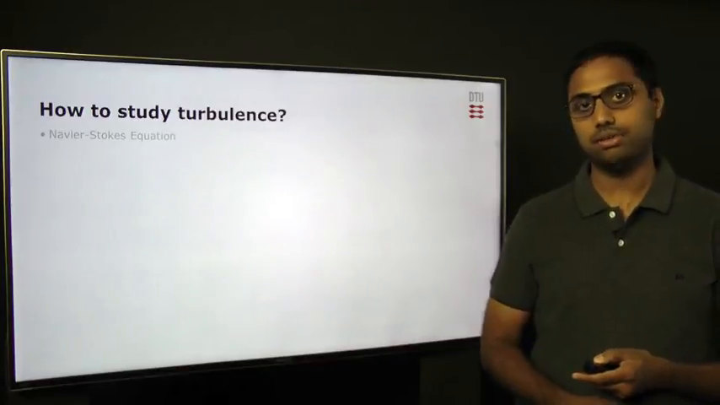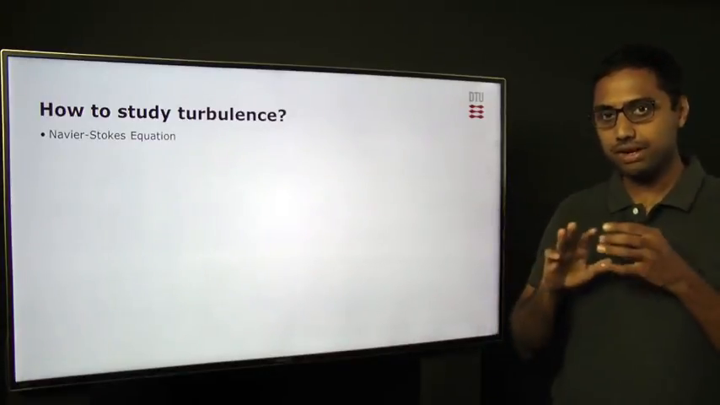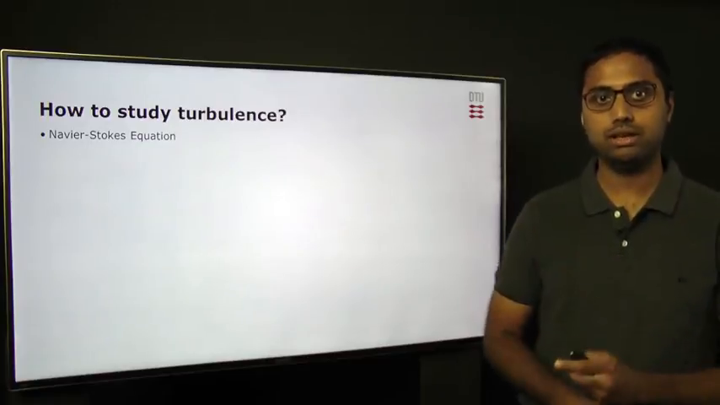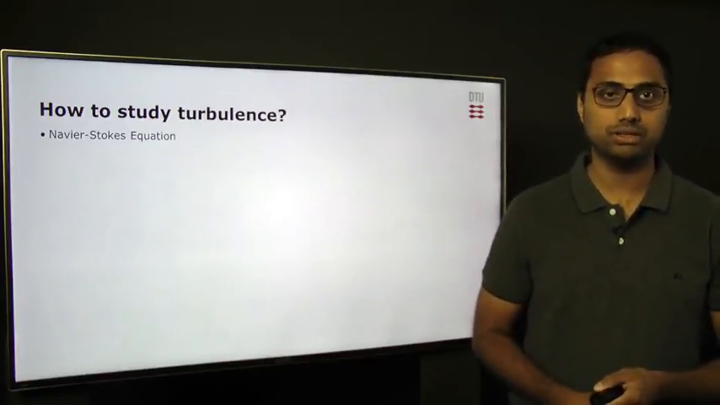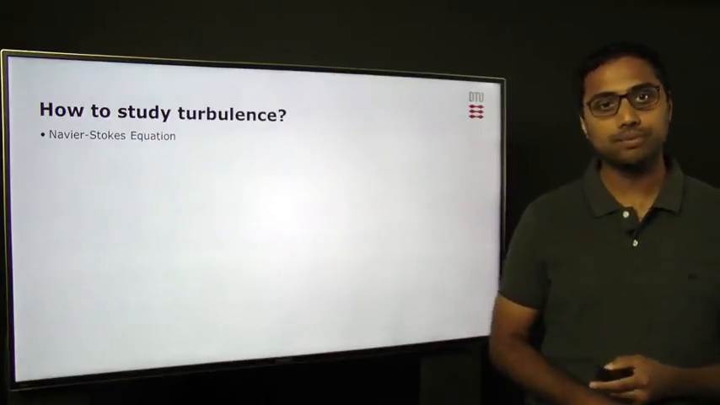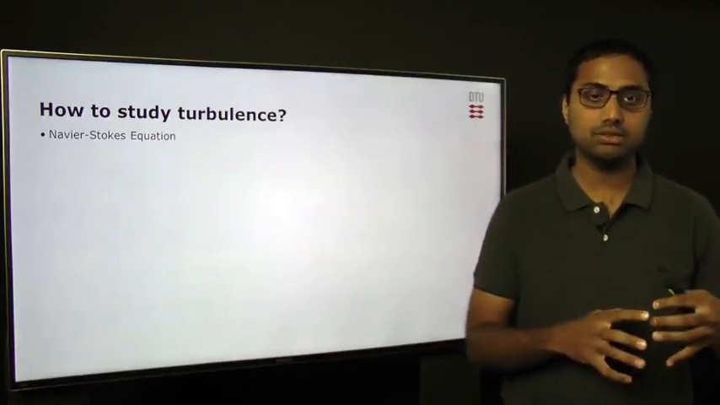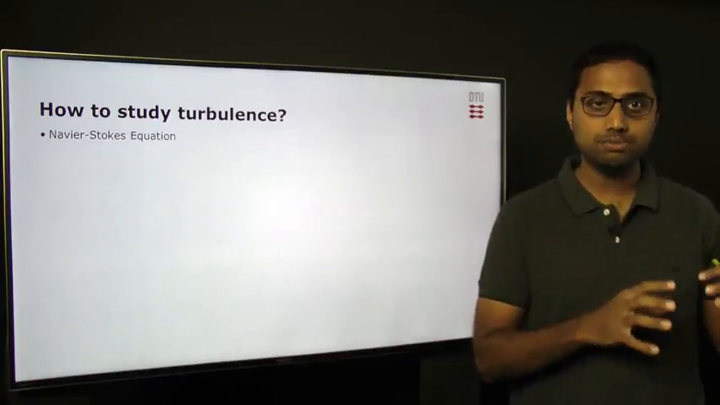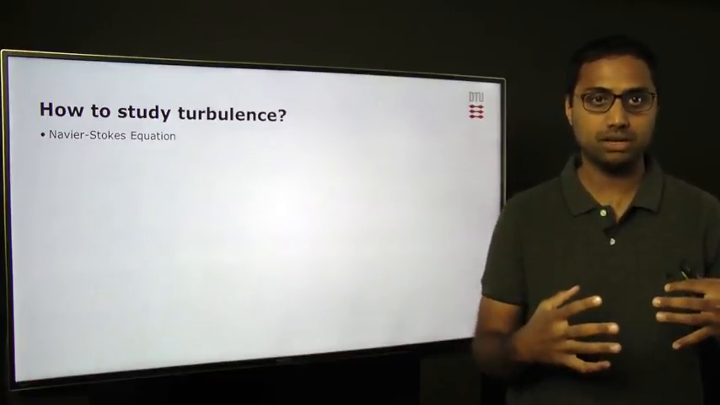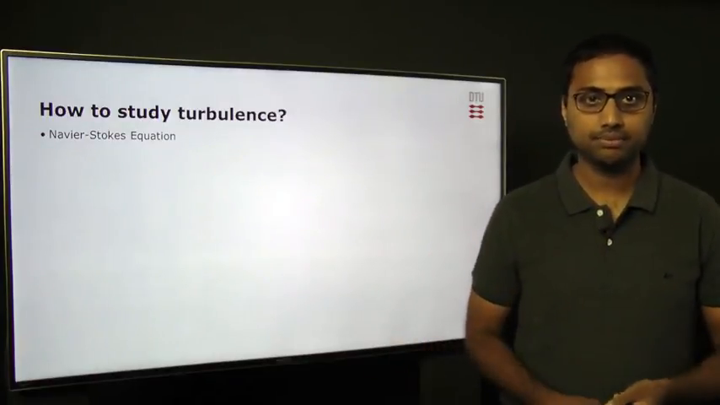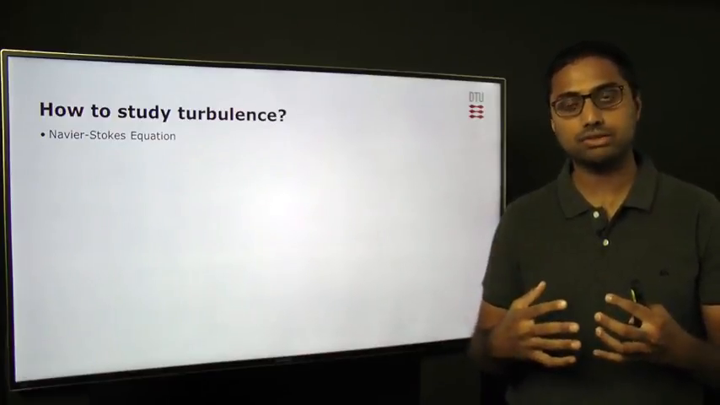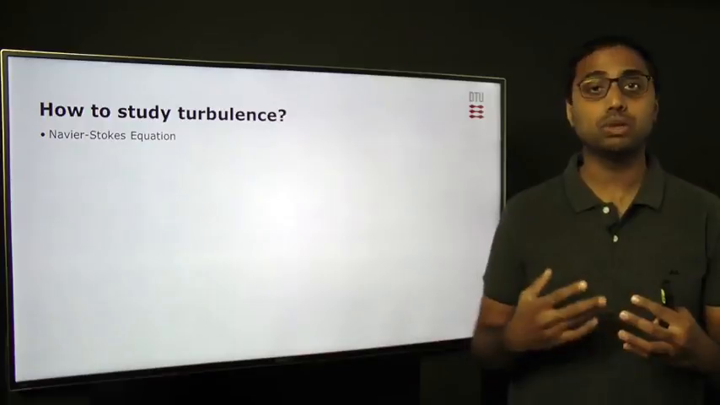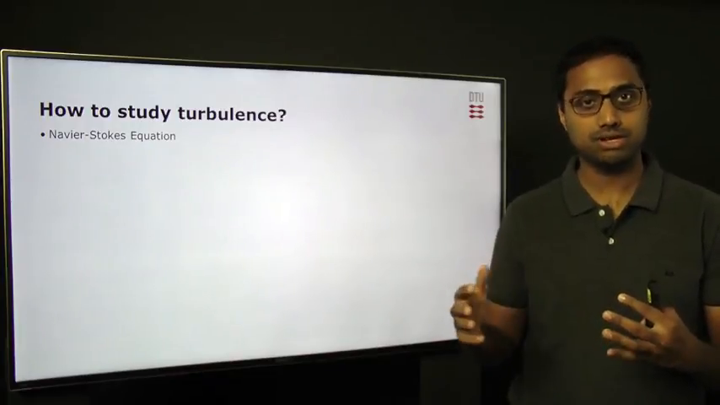How do we study turbulence? A very fundamental way and a theoretical way is to learn something about what is called the Navier-Stokes equation. It is an evolution equation which tells you about how the wind speed evolves with time as well as in space. We can then perform some mathematical tricks on the Navier-Stokes equation with which we can obtain other evolution equations.